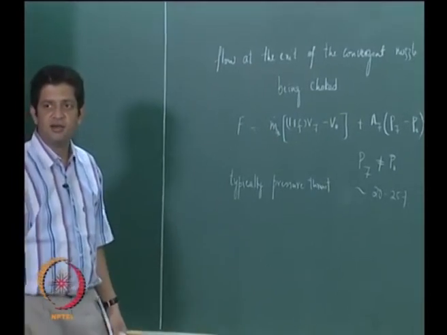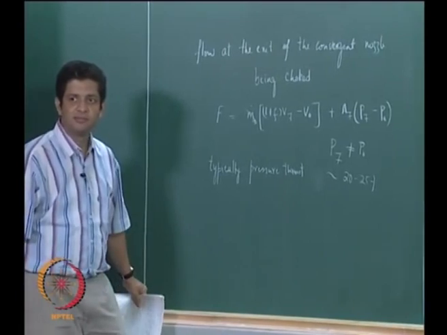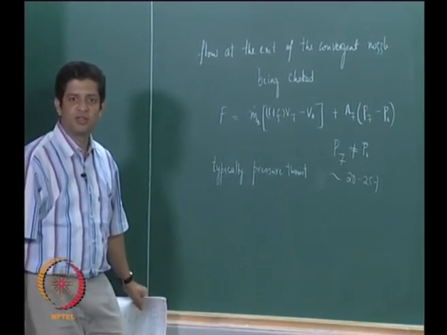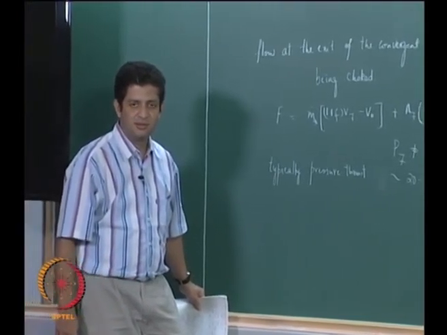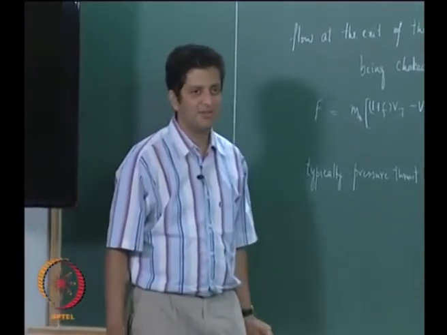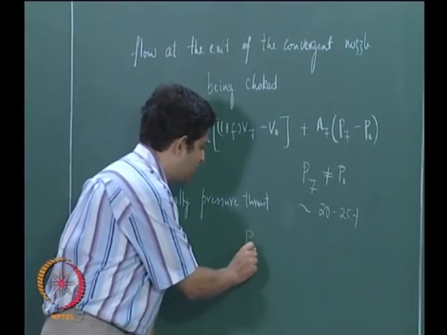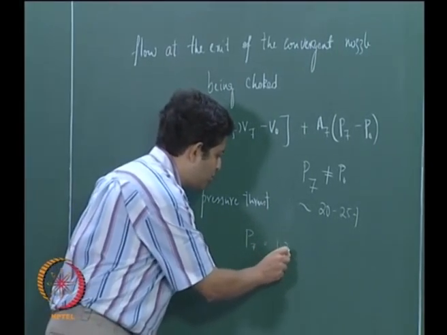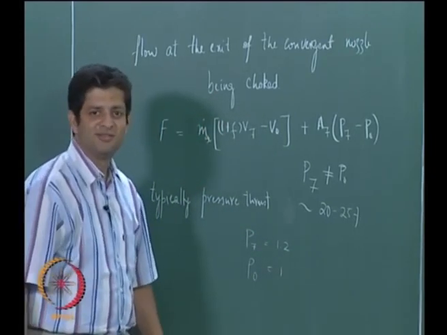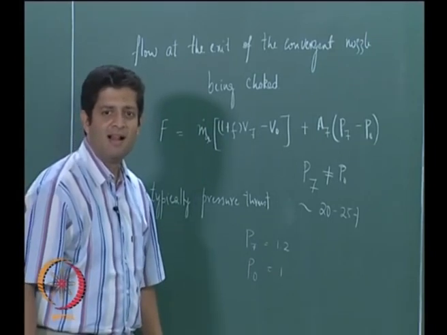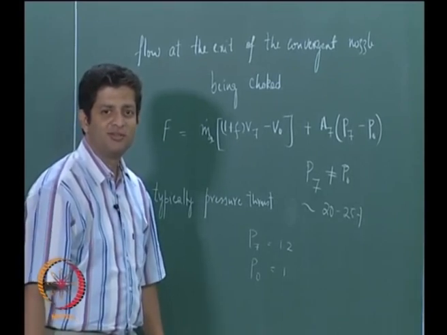what do you mean by flow in the nozzle is choked? When do we say that? When do we say that the flow through the nozzle is choked? P7 is greater than P0. When P7 is greater than P0, say P7 is equal to 1.2 and P0 is equal to 1, so is this condition choked? And then what do we mean when we say that the flow is choked? Flow through the nozzle is choked.